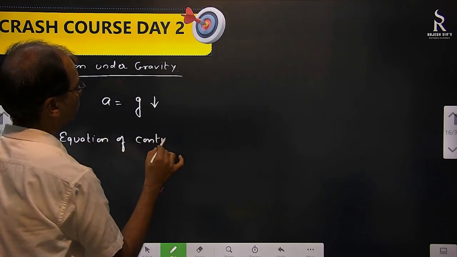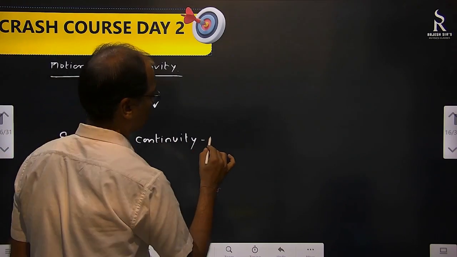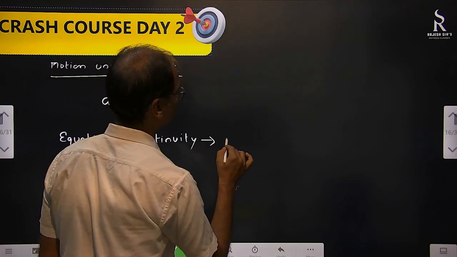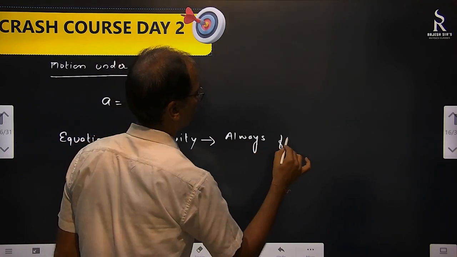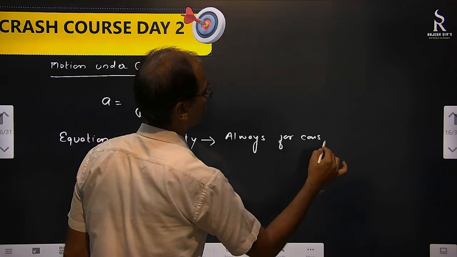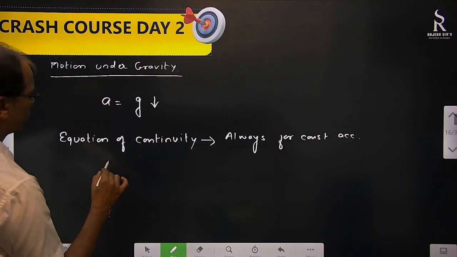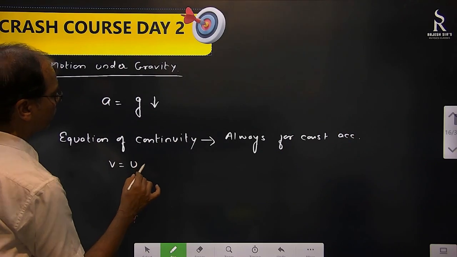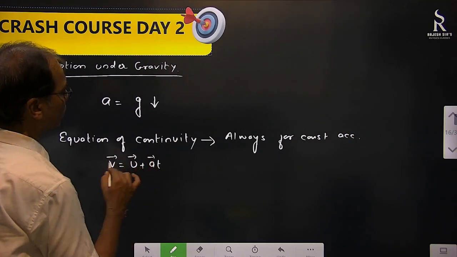Equation of continuity. Now the equations of kinematics are always used for constant acceleration. Remember, always for constant acceleration. Okay, now we know that V equal to U plus AT. You can write it in vector form also. V equal to U plus AT.